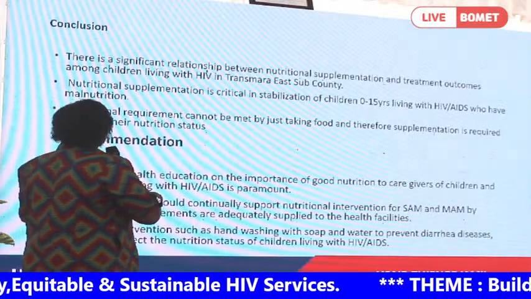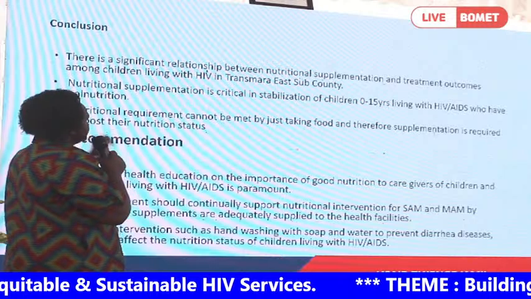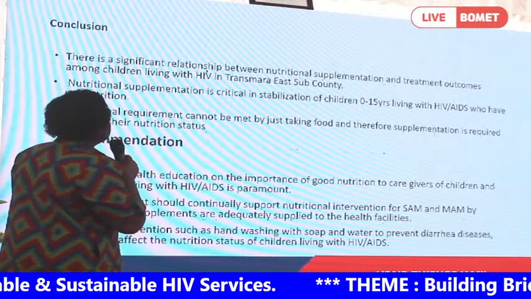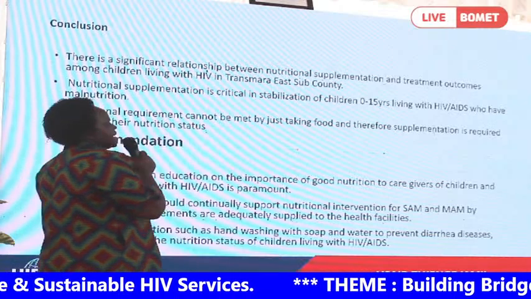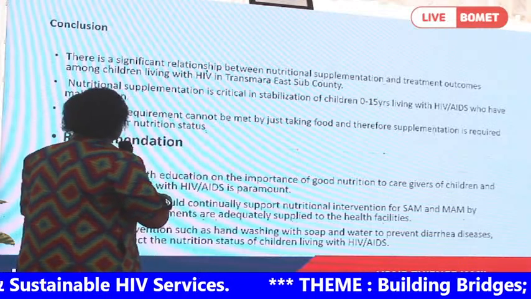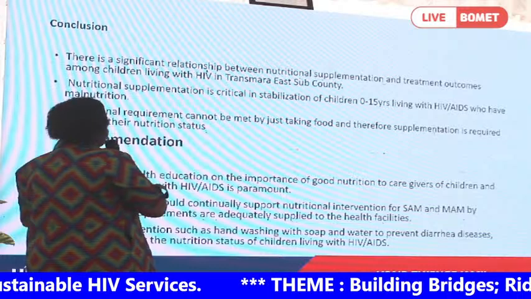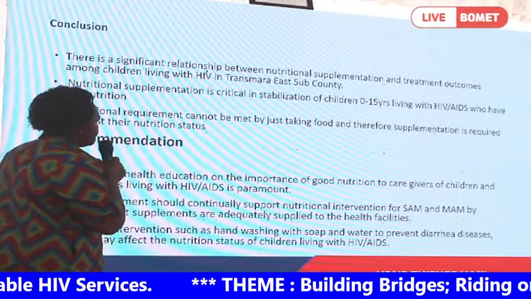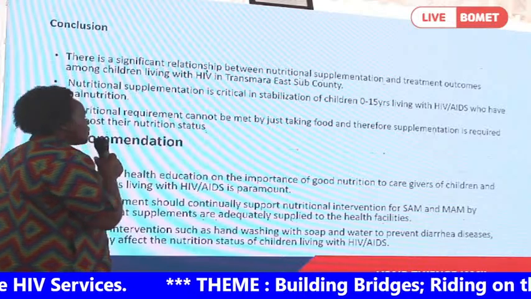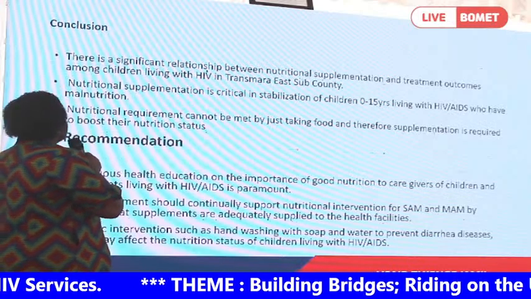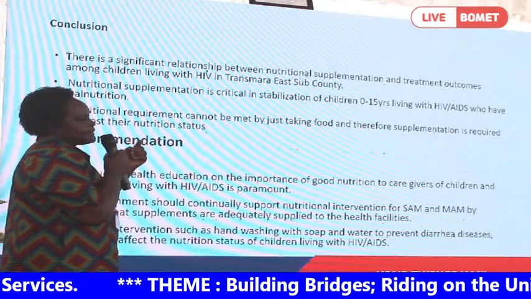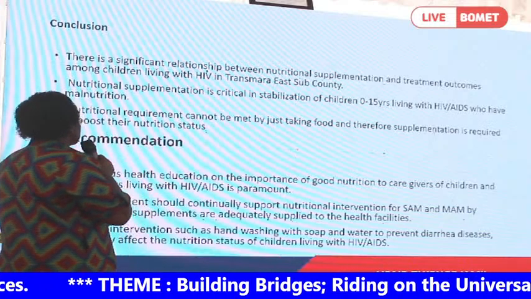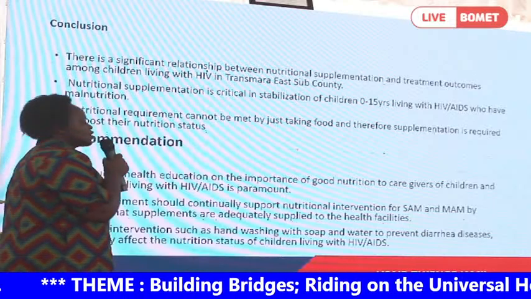Conclusion. There's a significant relationship between nutrition supplementation and treatment outcomes among children living with HIV and AIDS in Transmara East sub-county. Nutritional supplementation is critical in stabilization of children 0 to 15 years living with HIV and AIDS who have malnutrition. Nutrition requirements cannot be met by just taking the food alone. Therefore, supplementation is required to boost their nutritional status.